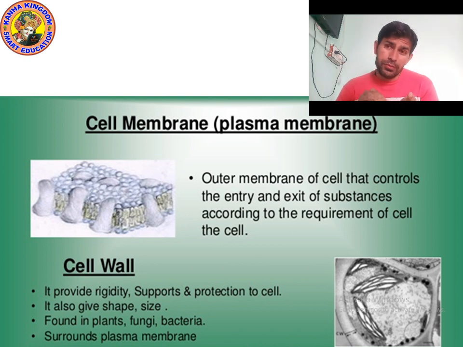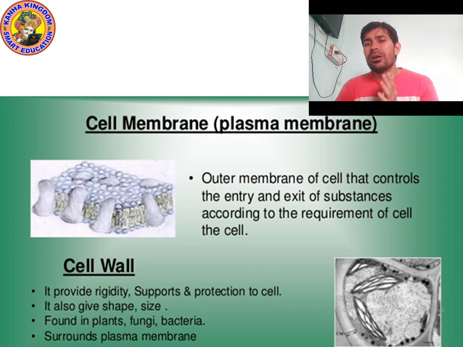When the substances are enough, it will not allow them in. Oxygen, carbon dioxide, nutrients, blood, these are exchanged through the cell membrane. I hope you understood. Now, cell wall.